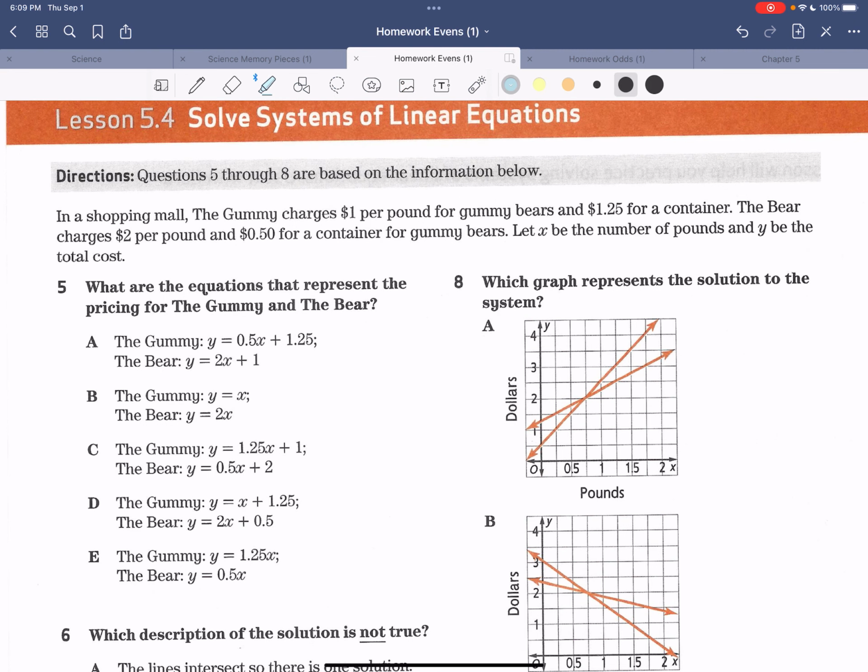Before I do anything else, I'm going to get an idea of what the graph should look like. The independent variable, the thing that you choose, is the number of pounds. And then the cost is going to be the Y variable.